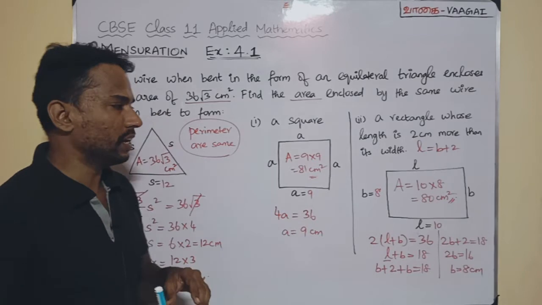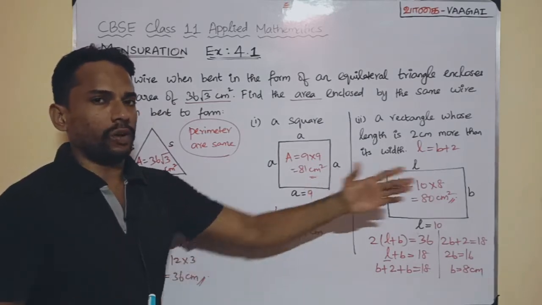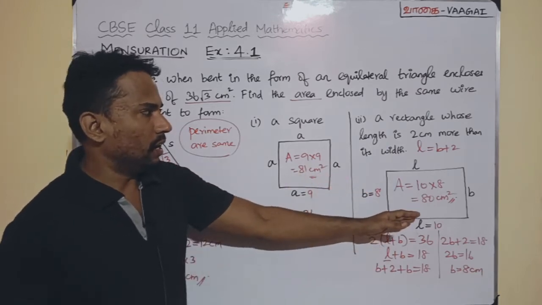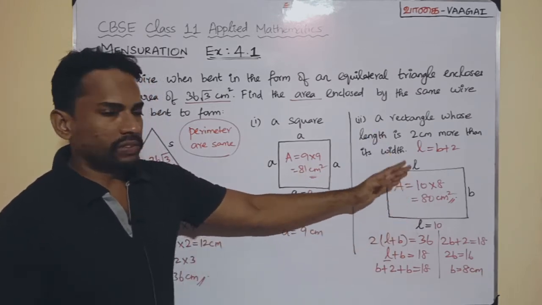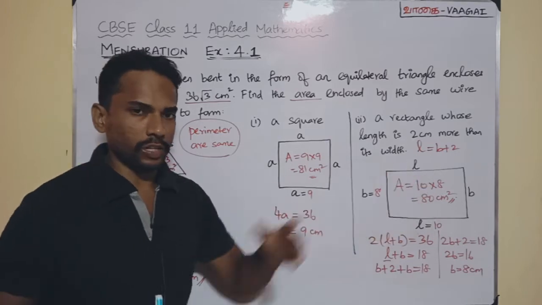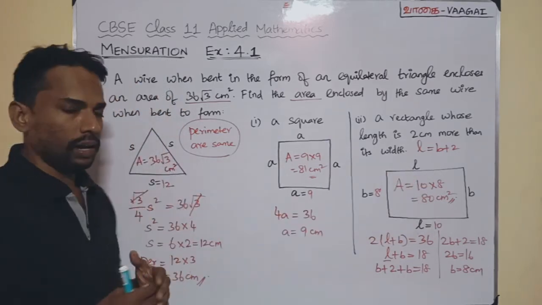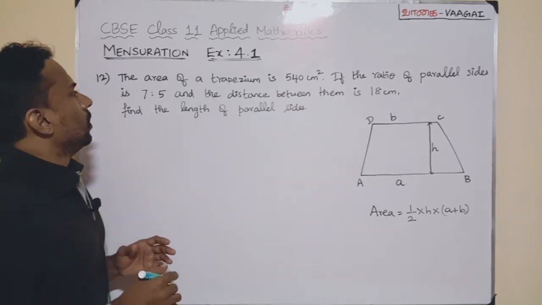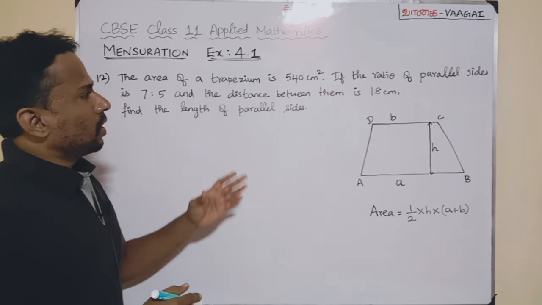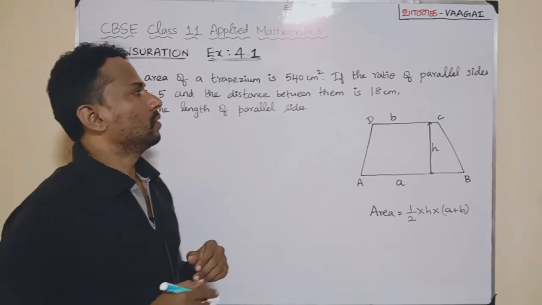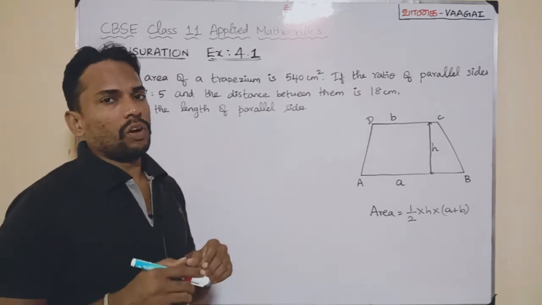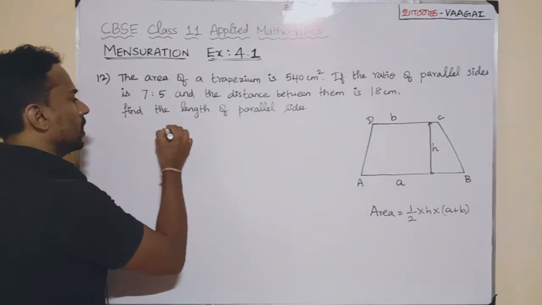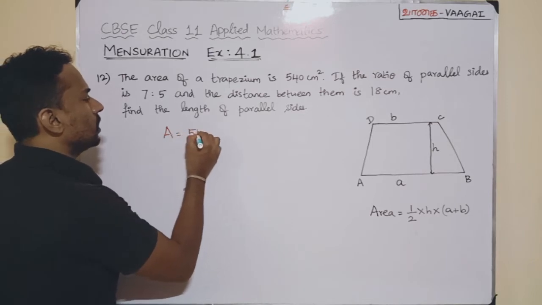So finally we got the areas of both the square and also the rectangle. So square area will be 81 centimeter square, and second subdivision, the rectangle's area is going to be 80 centimeter square. So these are going to be the answers for your question number 11. Now next we have question number 12 with us. Here the area of a trapezium is 540 centimeter square. So there's a trapezium, and for which the area is given 540 centimeter square. So let's note it, okay? So area is 540 centimeter square.